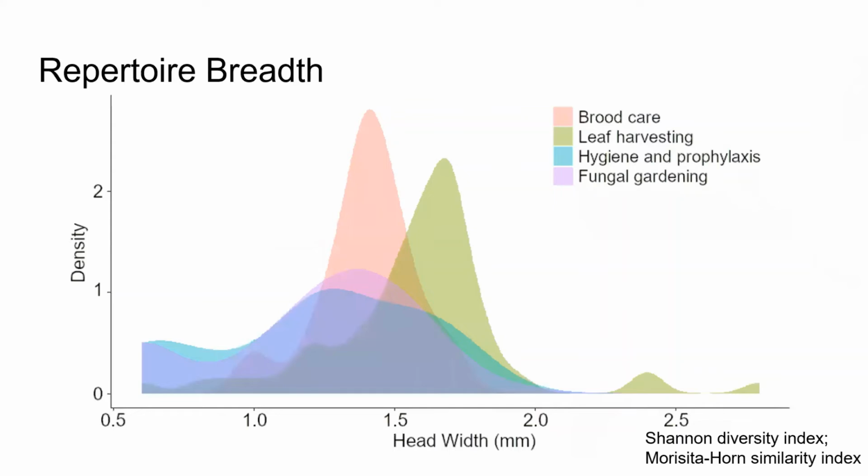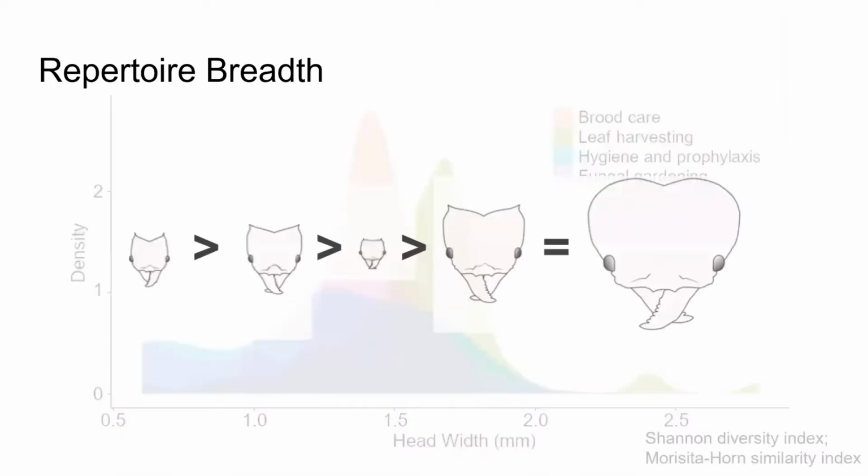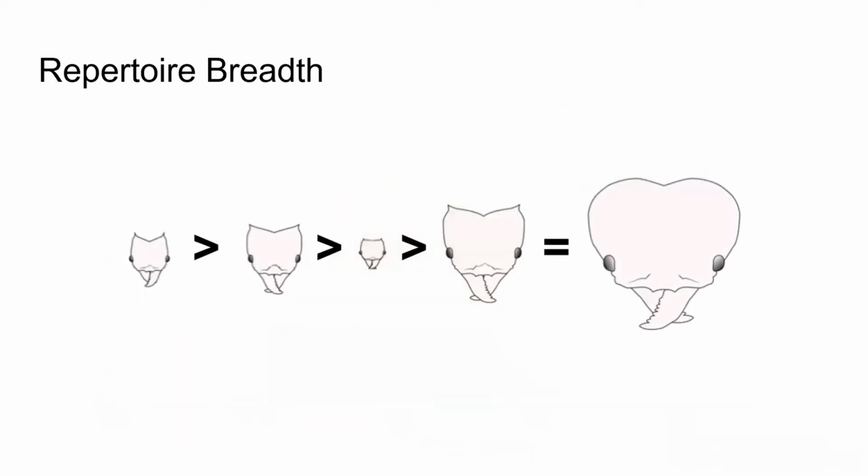We also wanted to know how flexible different types of workers were in terms of performing a variety of tasks, and to assess this, we used the Shannon Diversity Index. This showed that the second and third smallest workers, which are both in the media size range, performed a broader array of tasks than did the smallest minim workers or largest major workers.